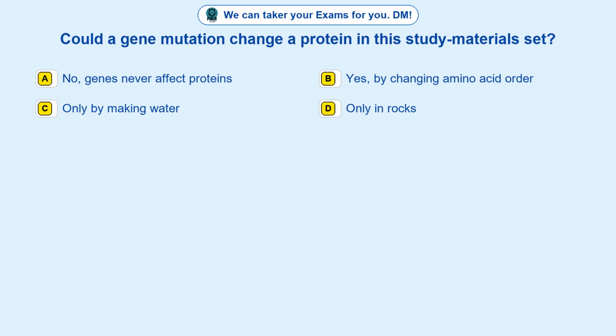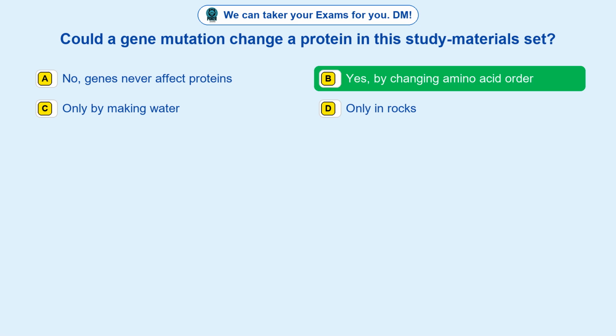Question 10. Could a gene mutation change a protein in this study materials set? Option A. No, genes never affect proteins. Option B. Yes, by changing amino acid order. Option C. Only by making water. Option D. Only in rocks. The correct answer is option B. Yes, by changing amino acid order.